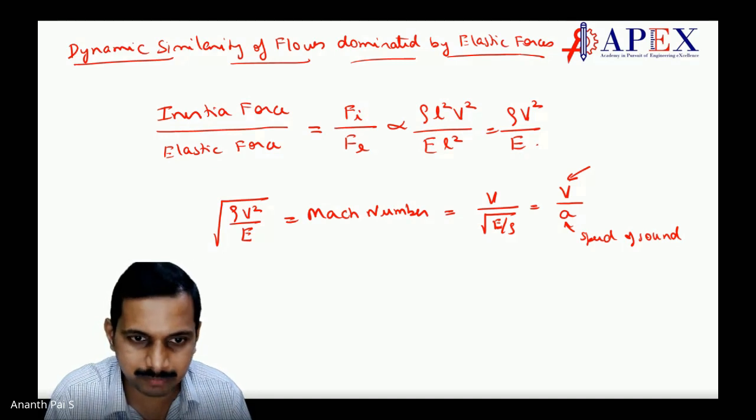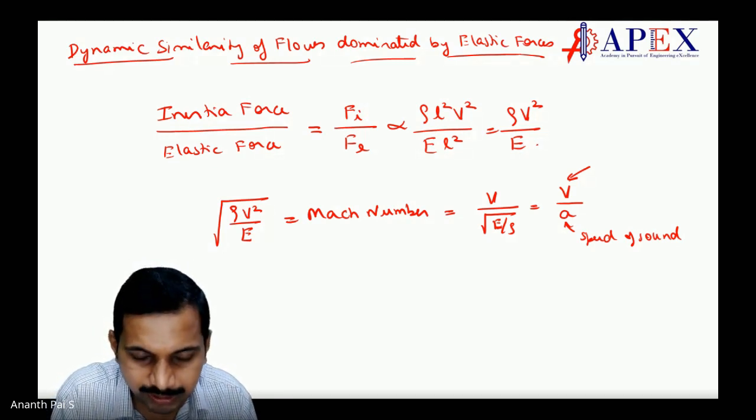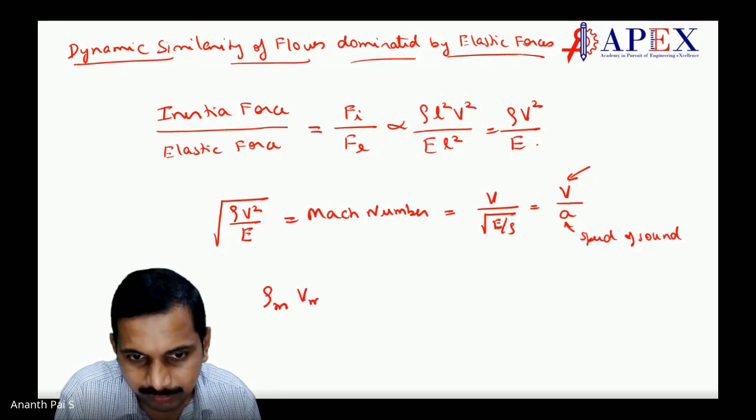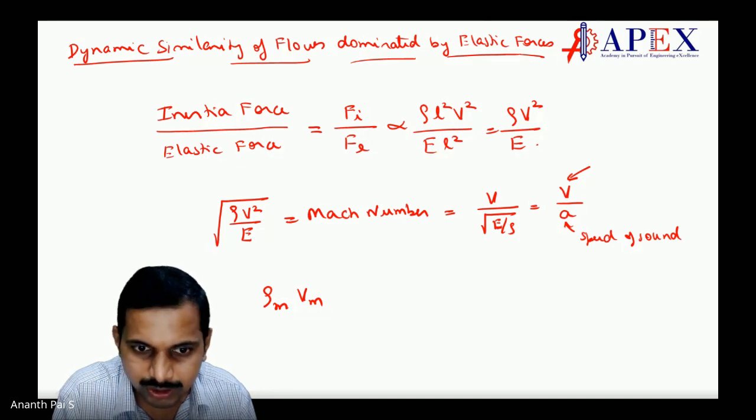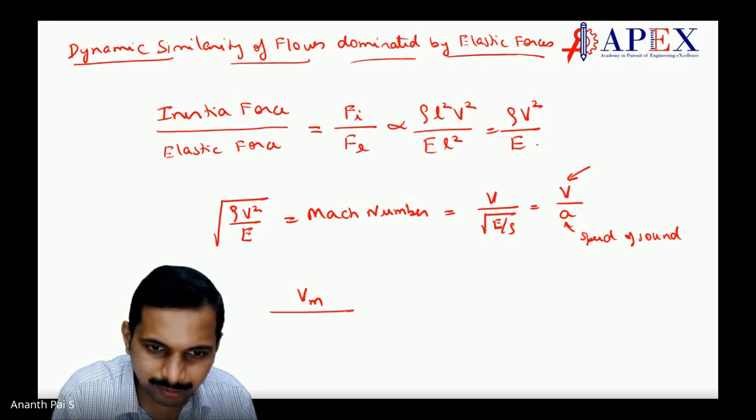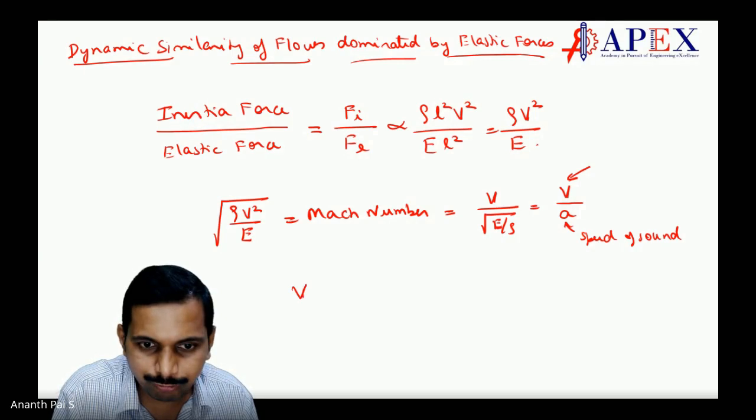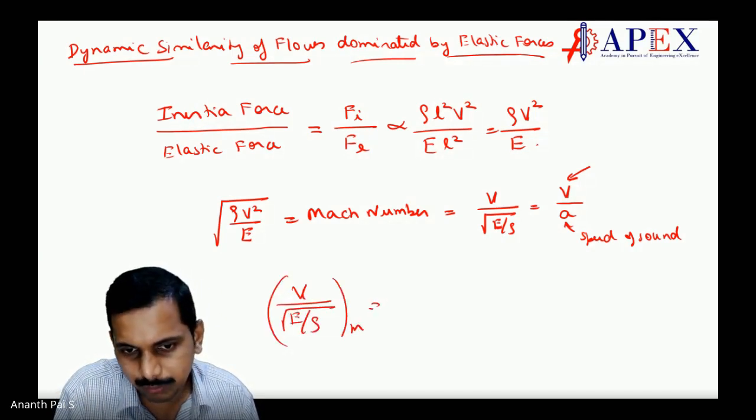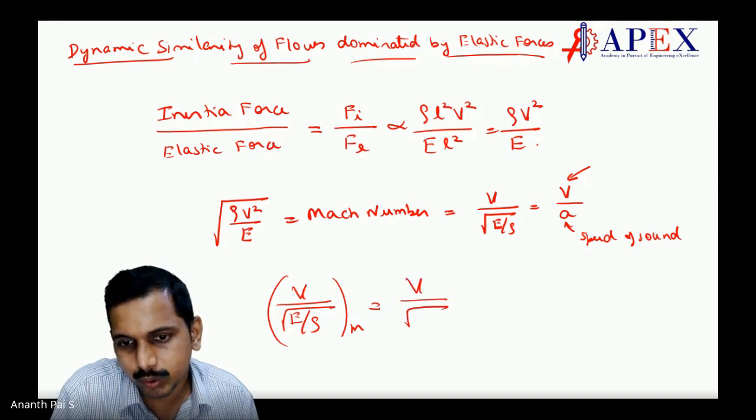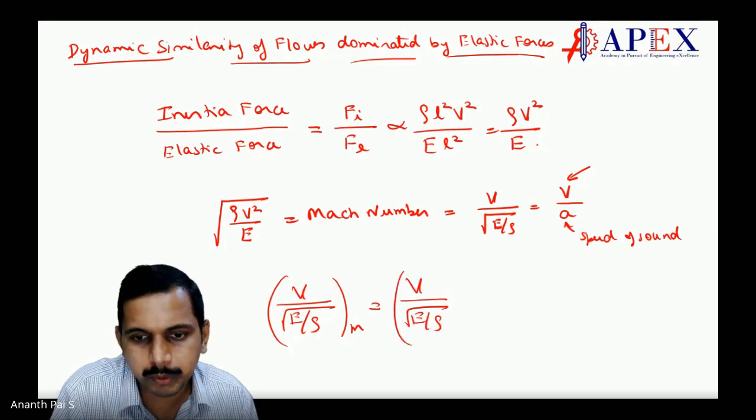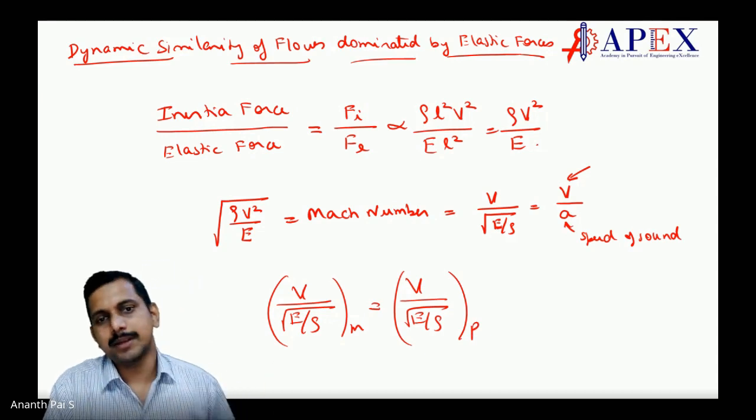Okay, so Mach number. If you consider similarity of Mach number, it goes with rho model, V model. We will put it as V divided by square root of E by rho of the model should be equal to V divided by square root of E by rho of the prototype. Then there is dynamic similarity. Easy, students.